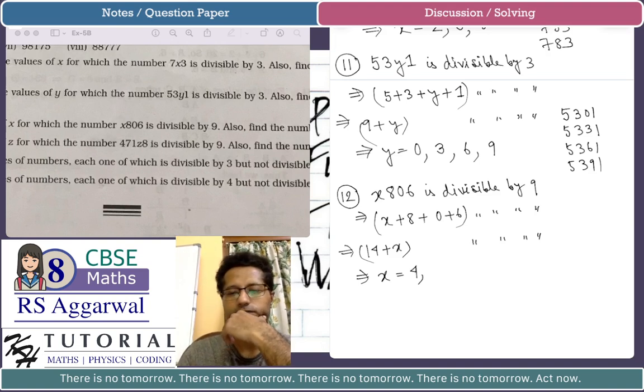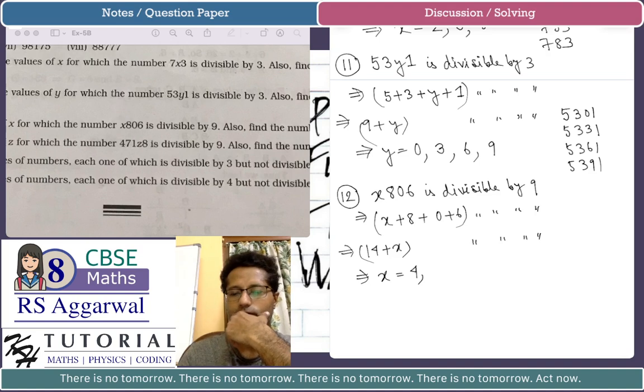We cannot have any more digits, because the next number that needs to be added to 14 to make 14 plus x divisible by 9 will be 4 plus 9. So 4 is the least number that when added to 14 will make 14 plus x divisible by 9. The least value of x is 4.